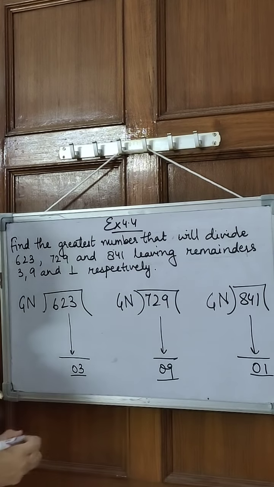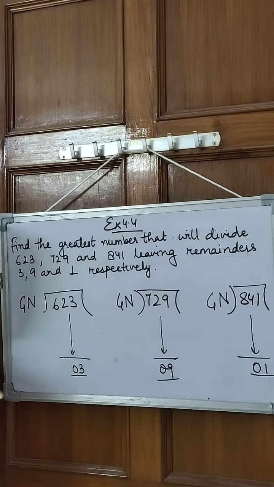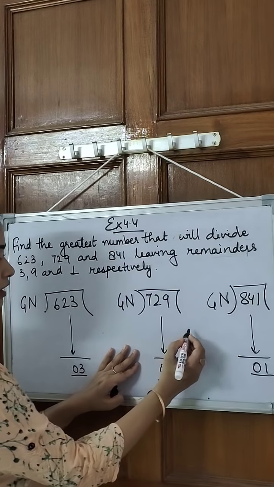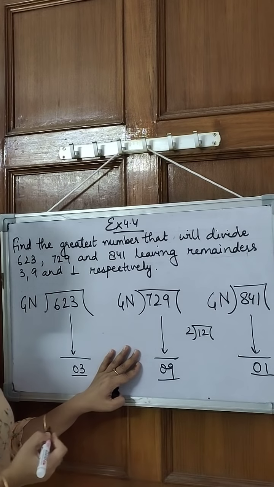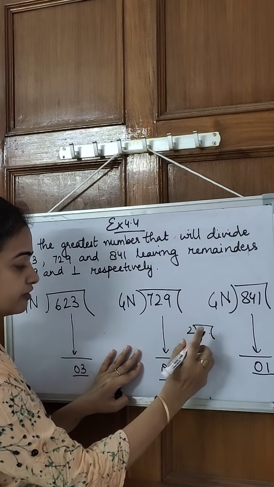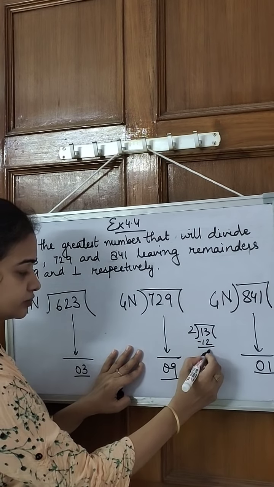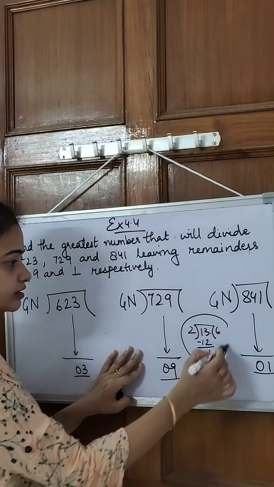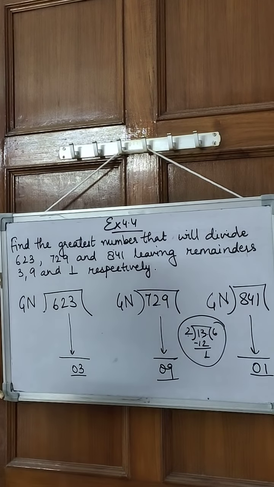Now, what does this mean when I get remainders? When I get remainders, this means that this number is not completely divisible by this number, and that is why I am getting a remainder. Take an easy example: suppose I divide 12 by 2. If I divide 12 by 2, it will be completely divisible. But if I divide 13 by 2, then what will happen? I will get 1 as remainder. This means that 13 and 2 are not completely divisible, and that is why I am getting the remainder.